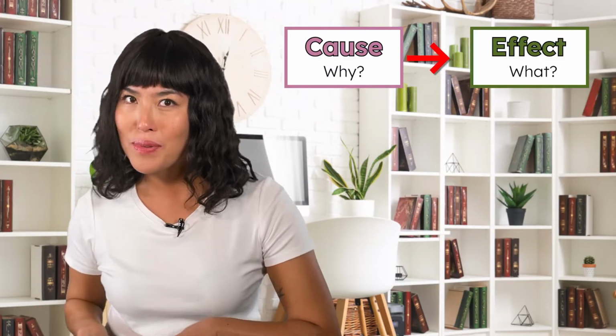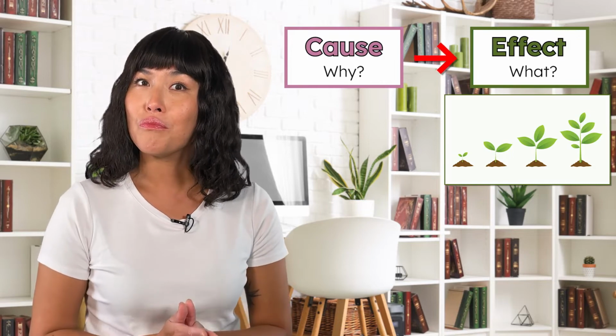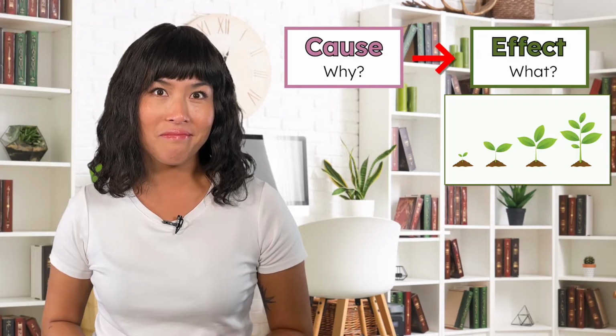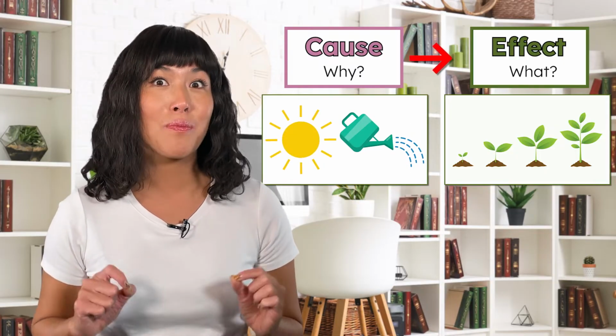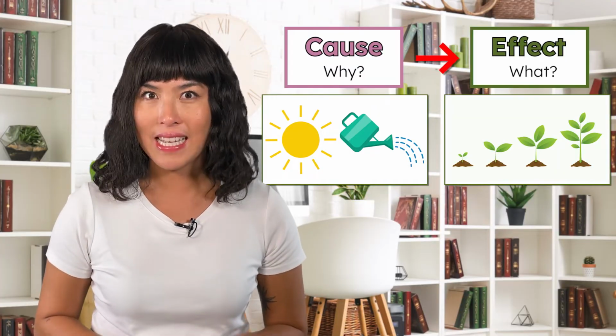Okay, now let's try beginning with an effect. The plant grew. What's something that could cause a plant to grow? It could be someone watering the plant regularly or making sure it gets plenty of sunlight. But here's an important tip.